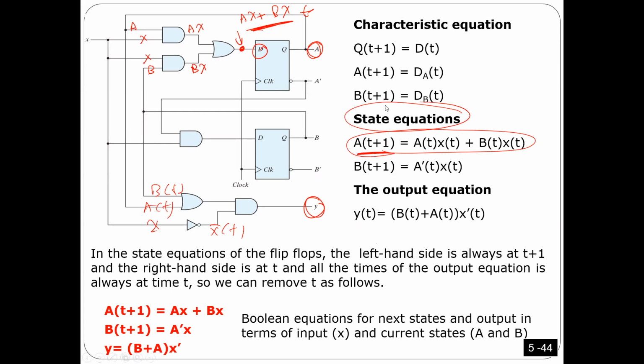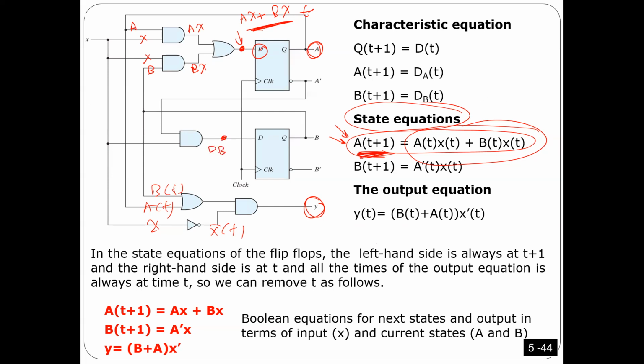The state equation is going to give you the new state, the new value for A when the clock comes, using the current values for A, B, and X. So the new value depends on the current value of A and B and the current X. I just calculated it from here. Same thing here, and this one may be simpler than this one. So let's look at this one here.